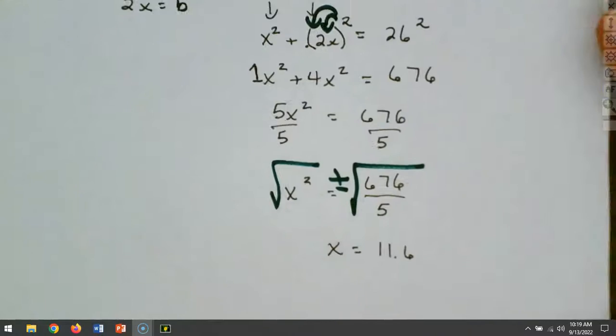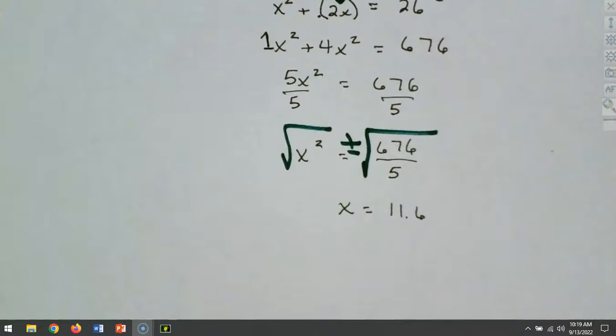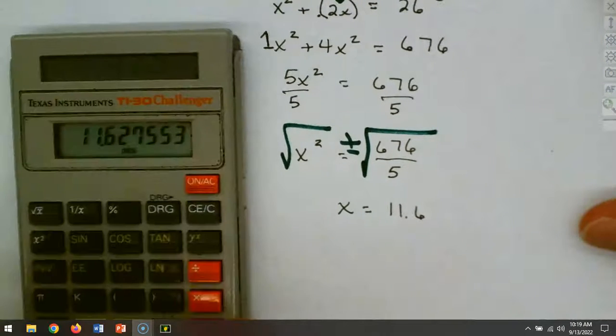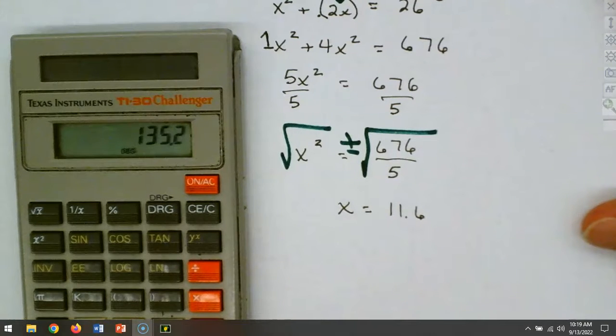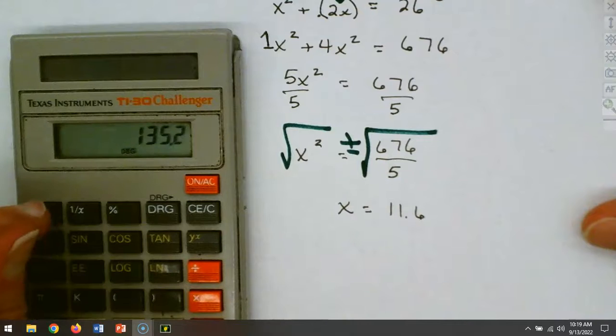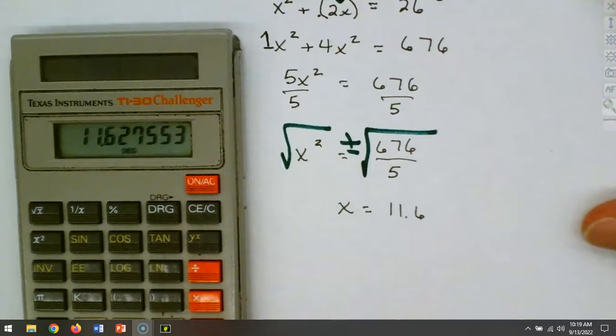And you can do it all in your calculator, or you can write down the intermediate steps. So how did I work this out to get that 11.6? I took my 676. I divided it by 5. That gave me the 135.2. I took the square root of that, and that gave me the 11.6.